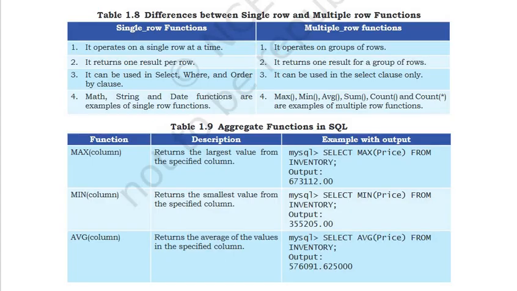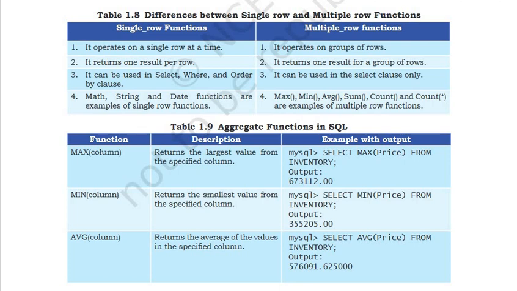So what is the difference between single row functions and multiple row functions? Single row functions, what we discussed so far, operate on a single row at a time. In case of multiple row functions, they operate on a group of rows. Max, min, average, sum, count, count star are the examples of multiple row functions. They are the aggregate functions in SQL.